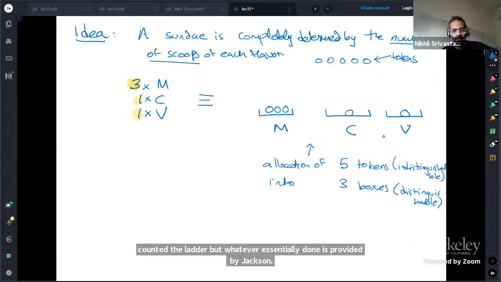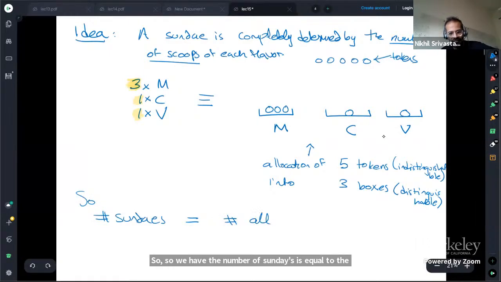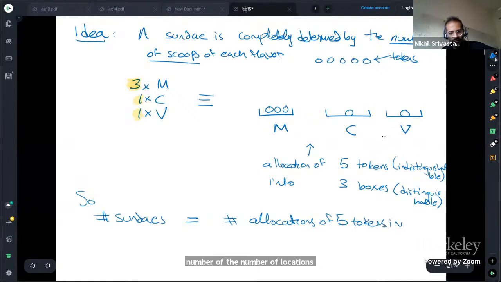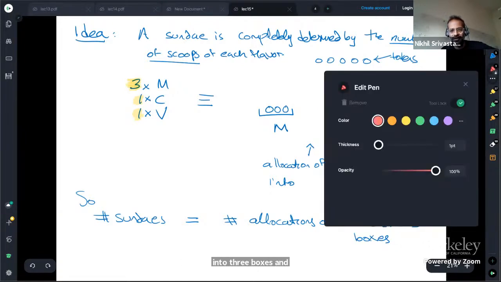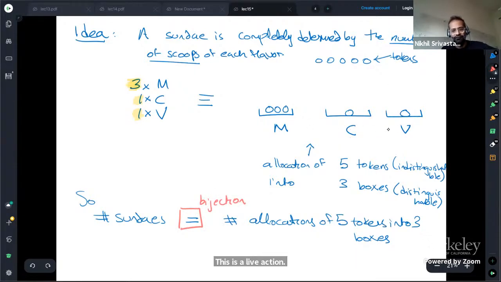Okay. So we have that the number of sundaes is equal to the number of allocations of 5 tokens into 3 boxes. And implicitly, what's going on here is that there's a bijection, right? That's what I'm saying when I say that a sundae is completely determined by the number of scoops. This is a bijection. Okay, so now I have to count the number of ways to put these tokens in these boxes.